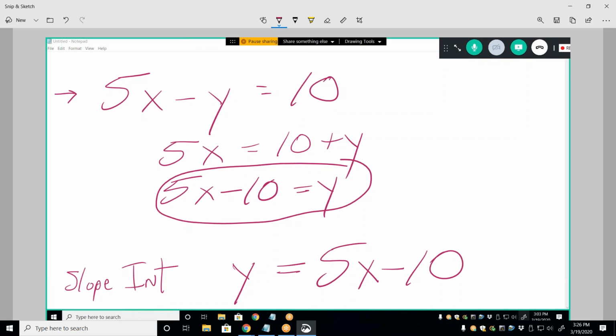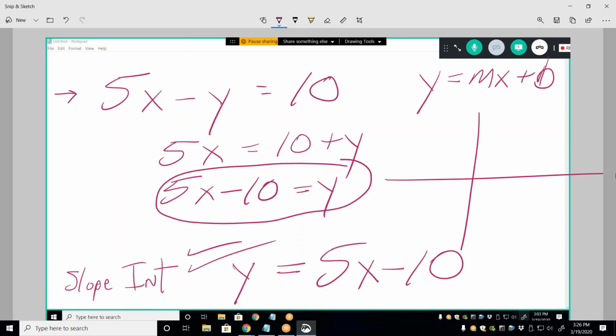Okay? And notice that this is in slope-intercept form. y equals mx plus b. Familiar with that? Yeah. Meaning this is also the equation of a straight line. When you have one y and one x, and they're both to the 1 power, you have an equation of a straight line. If I wanted to graph that line, where would I start?